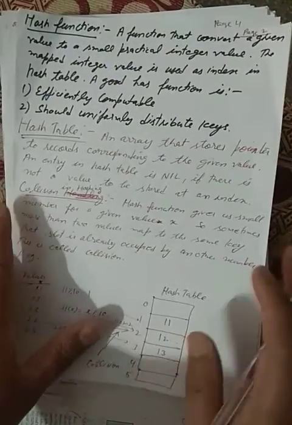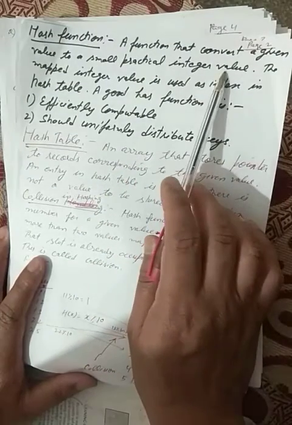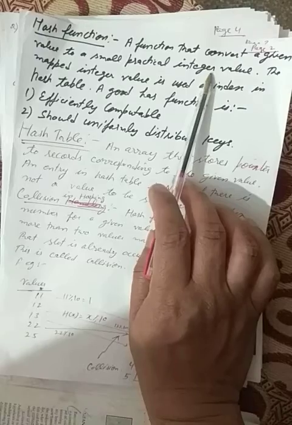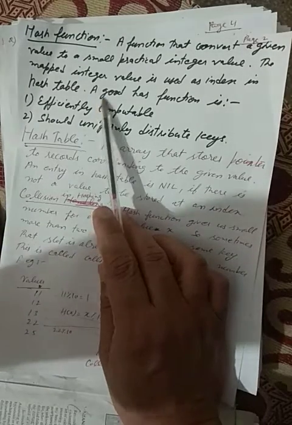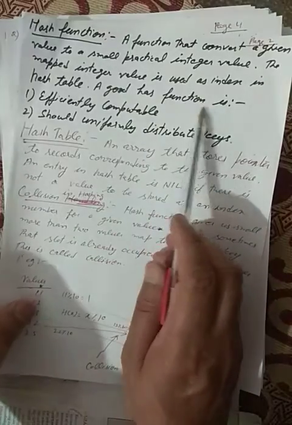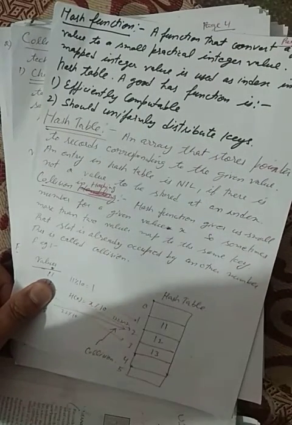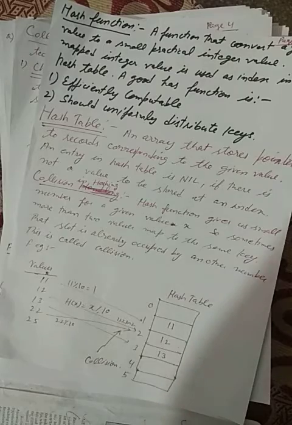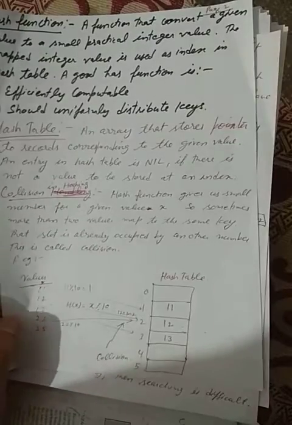So now you can define the hash function. A hash function is basically a function that converts a given value to a small practical integer value. Whatever value we are given, like 11, 12, 13, we will convert that to some small practical integer value where it can be stored. The mapped integer value is used as an index in the hash table. So a good hash function is efficiently computable and should uniformly distribute the keys. These are the properties of a good hash function, because it should distribute all the values at different locations. A good hash function should work in a way that there is no collision of two values.